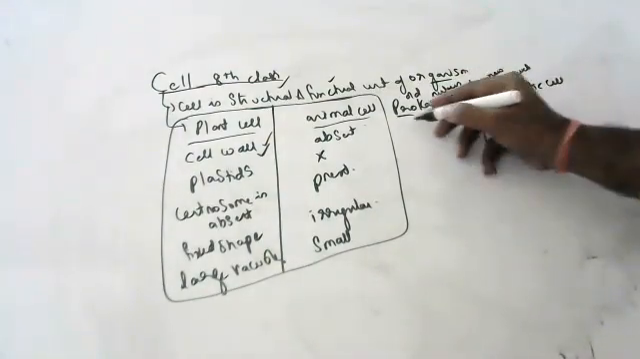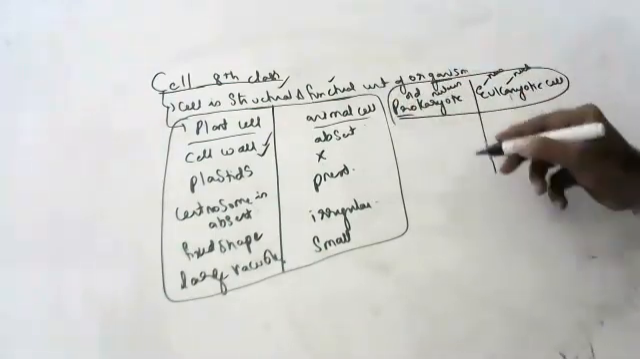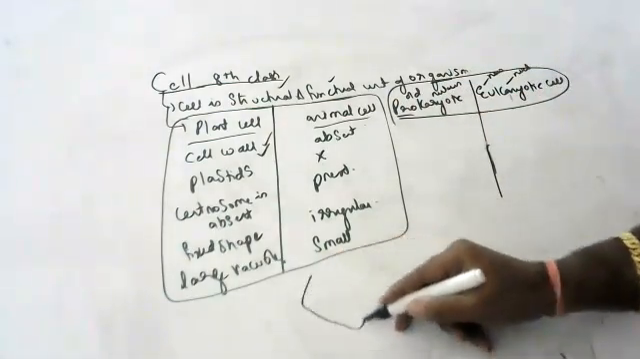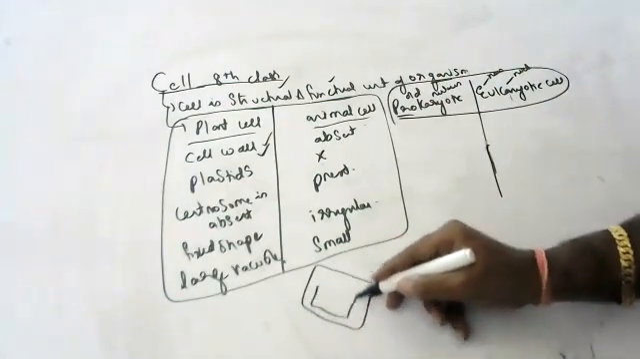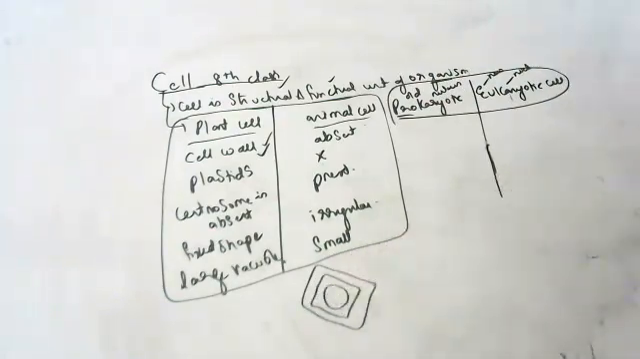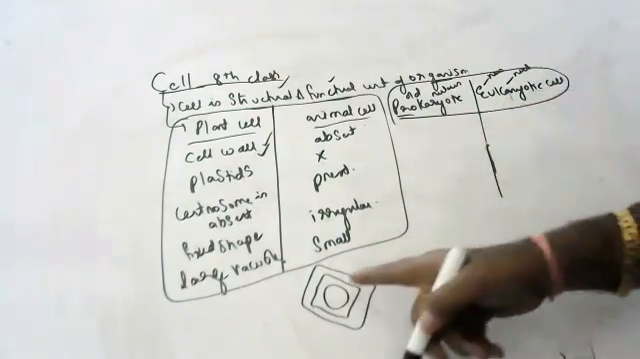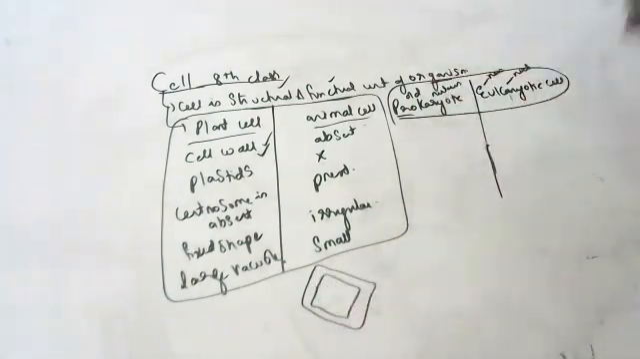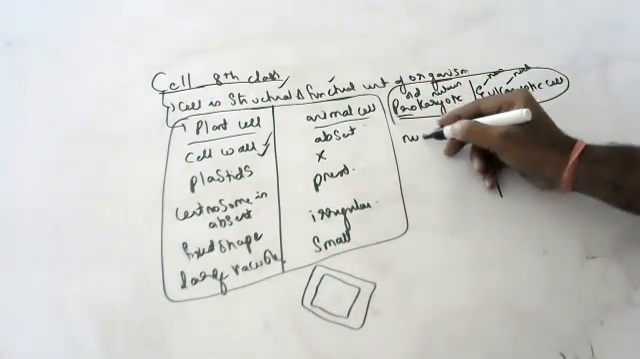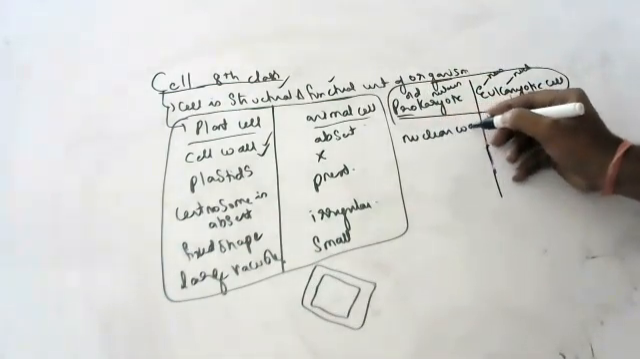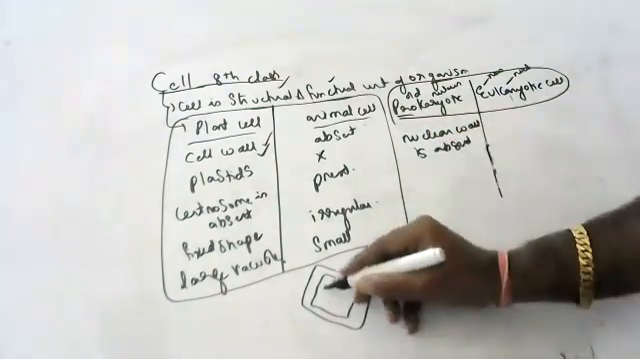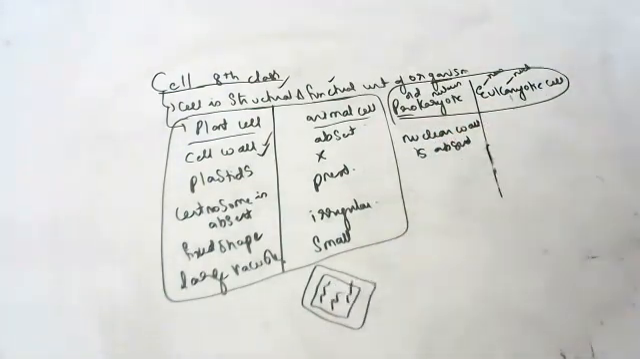In prokaryotic cell, see children, first we have the cell wall, then the cell membrane, then the nucleus. This nucleus is present, but the nuclear wall is absent in prokaryotes. All the things which are present in the nucleus will be floating in the cytoplasm.